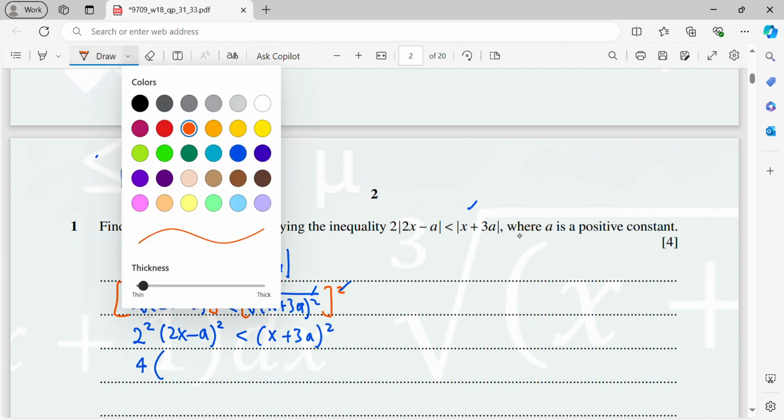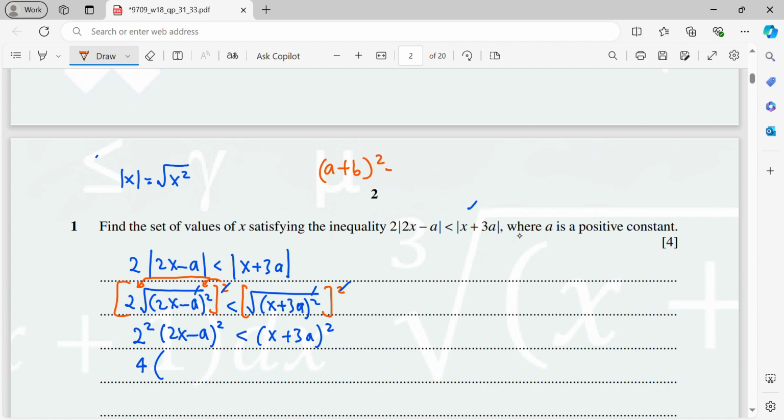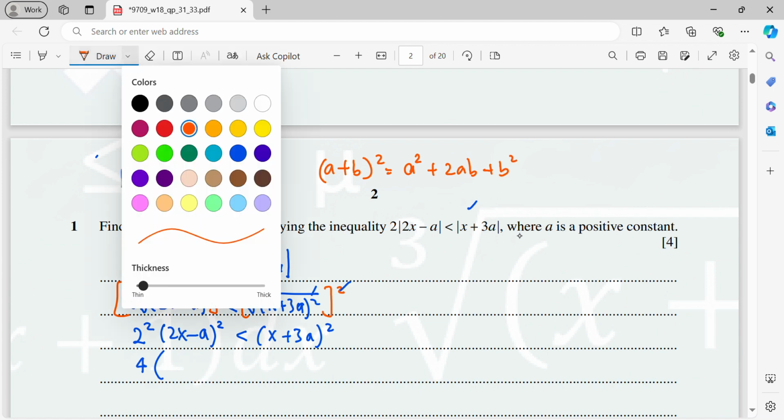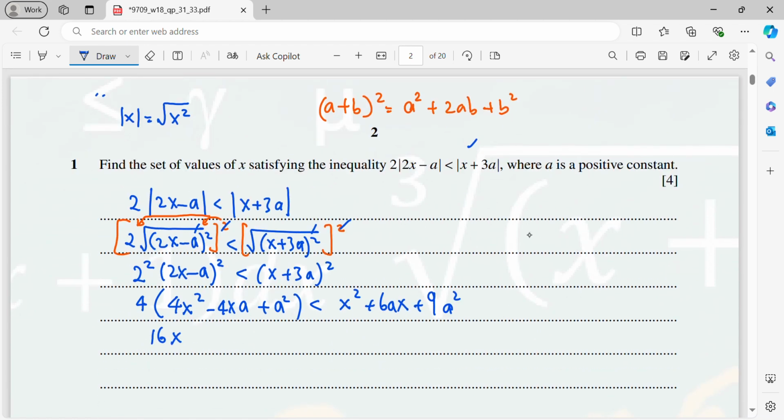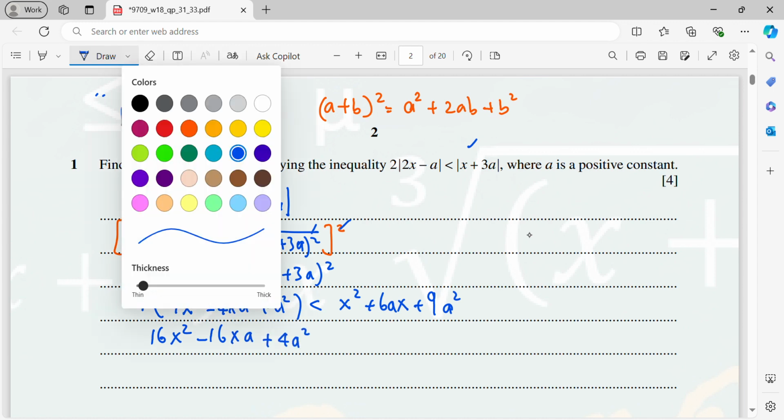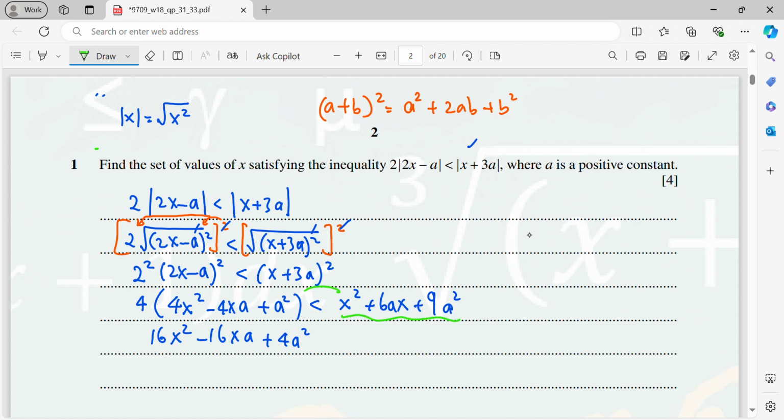Then now expand the squared using quadratic expansion, that is a squared plus 2ab plus b squared. From here, you will be getting 4x squared minus 4xa plus a squared less than x squared plus 6ax plus 9a squared. So expand the left side, you will be getting 16x squared minus 16xa plus 4a squared, and at the same time move all the terms on the right side to the left side. So you have to change all the signs from plus to minus. Then you will be getting these 3 terms.